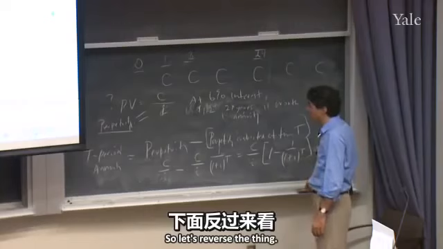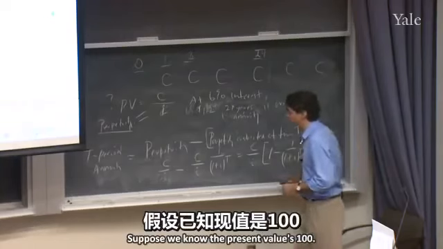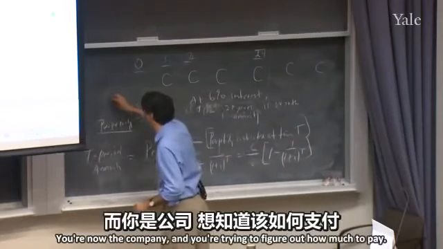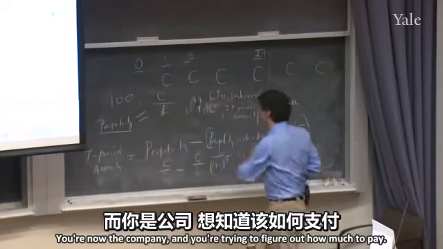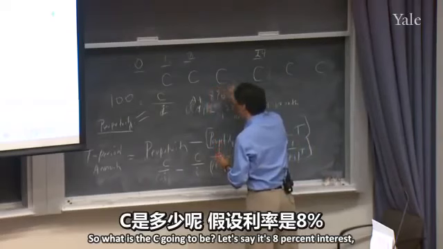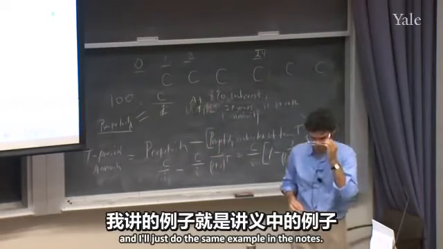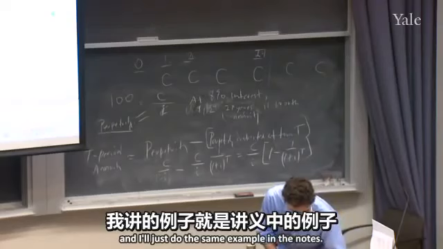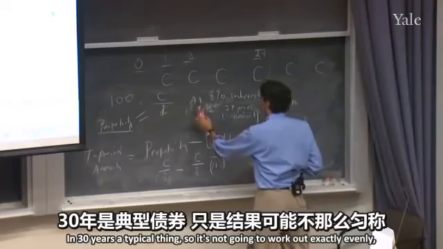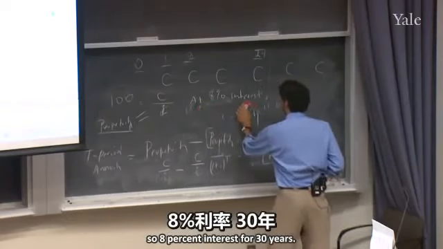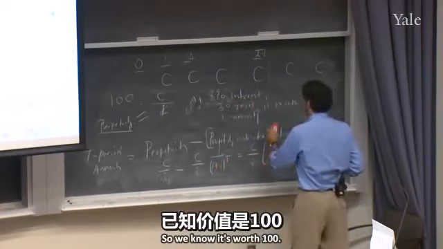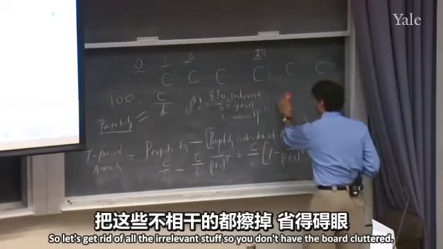So let's reverse the thing. Suppose we know the present value is 100. You're now the company, and you're trying to figure out how much to pay. Okay, so what is the C going to be? Let's say it's 8% interest, and I'll just do the same example in the notes. In 30 years, a typical thing, so it's not going to work out exactly evenly. So 8% interest for 30 years. Okay, so we know it's worth 100.